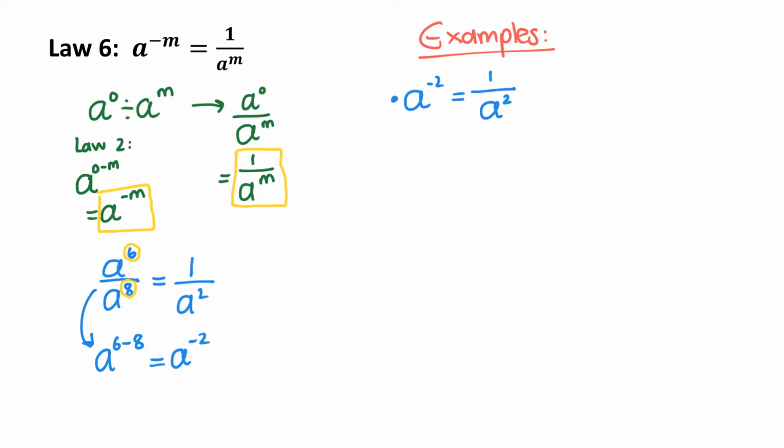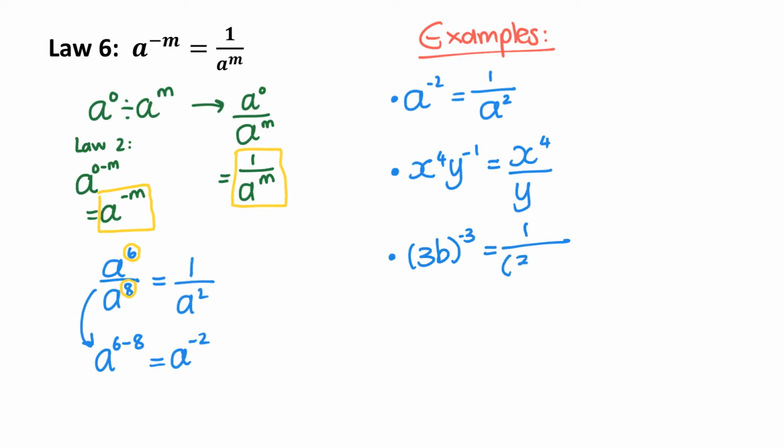A second example: if I've got x to the power of 4 times y to the power of negative 1, that will equal x to the power of 4 over y to the power of positive 1, and I won't put the 1 down. Another example, 3b to the power of negative 3. That negative exponent means I'm going to be dividing by 3b to the power of 3.